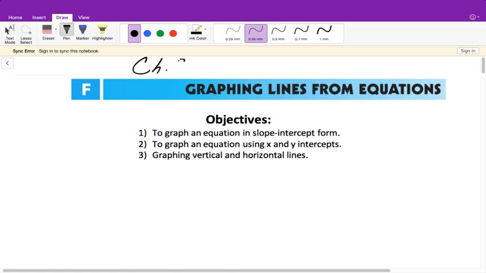All right, so we are continuing on to Chapter 8. We're now moving on to Section F. After this, we will only have one more section left to cover. And this is just going to be simply graphing lines from equations. So you will be given an equation and you have to graph it.